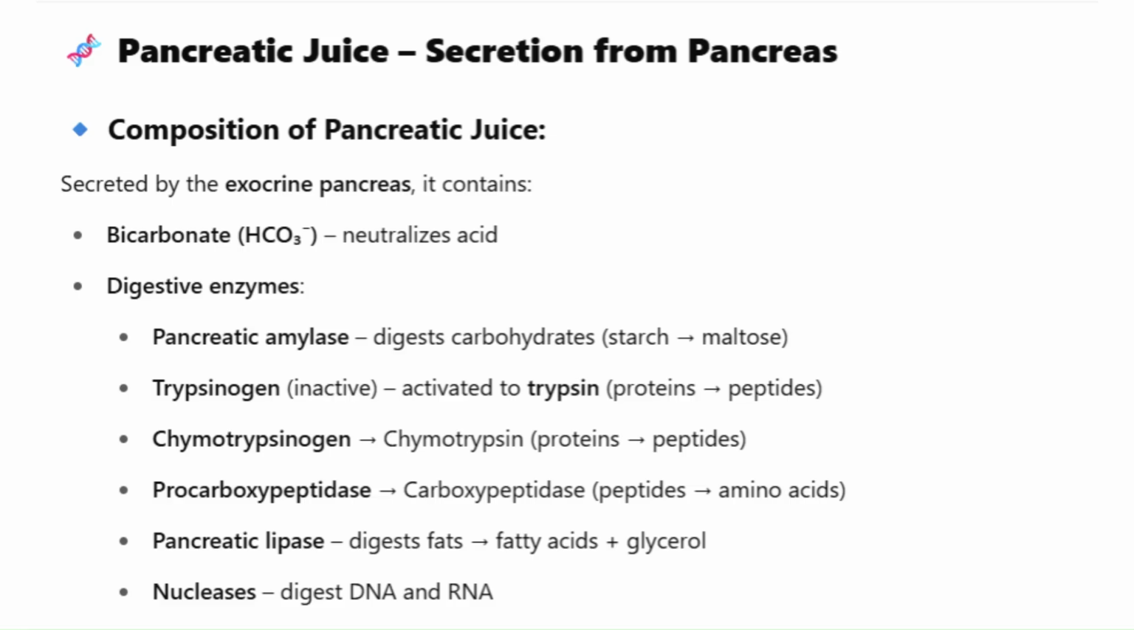Chymotrypsinogen is converted to chymotrypsin and digests proteins into peptides. Procarboxypeptidase is converted into carboxypeptidase, which digests peptides into amino acids. Pancreatic lipase digests fats into fatty acids and glycerol. Nucleases digest DNA and RNA.